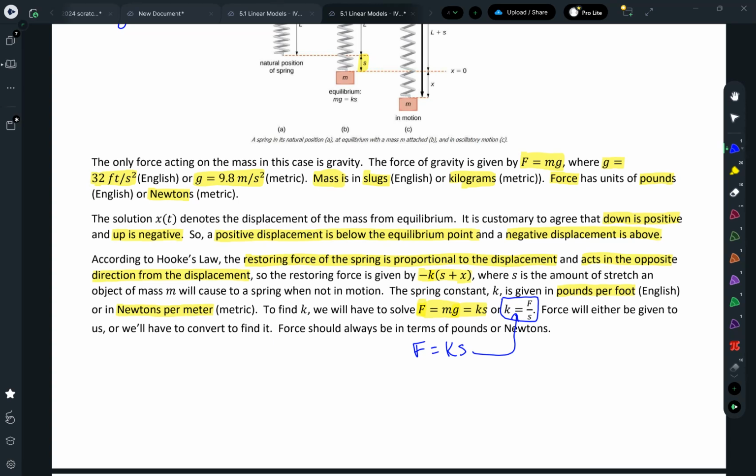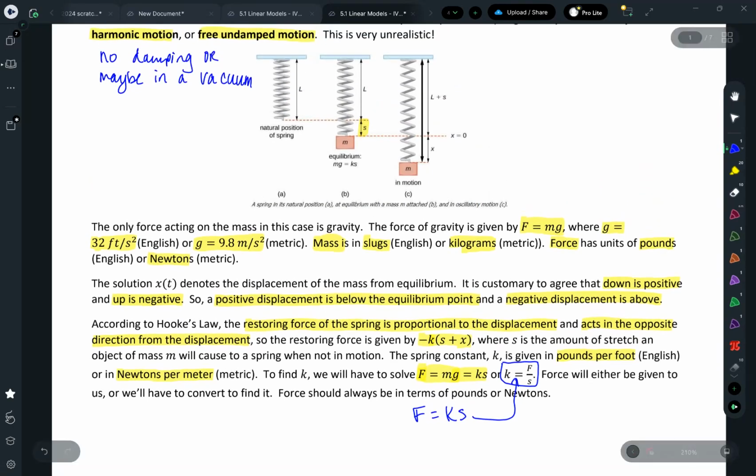Force will either be given to us or we'll have to convert to find it, but force should always be in terms of pounds or newtons, no matter what. So if you need to refresh yourself as you go through this section on the different units that show up, definitely read through this first page again.